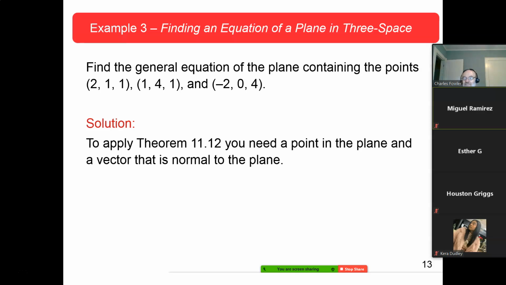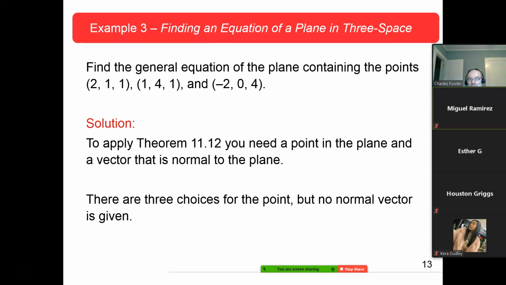Okay, now how do we get that? We know all three of these points are in the plane, so the vectors connecting these 3 points are in the plane, and pick any two of those vectors, cross them with each other, and you get a vector that's perpendicular to the plane. And that will give you your ABC, your direction numbers. So there are 3 choices for the point, but no normal vector is given. Okay? So any one of those 3 points will work, but you need a normal vector.